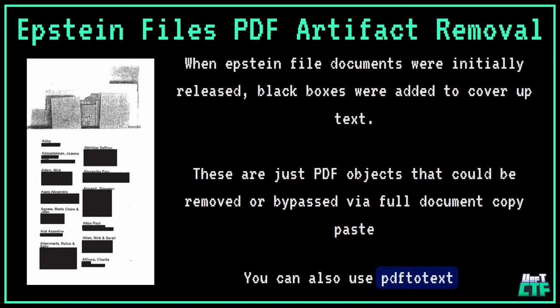And an example of PDF artifacts. PDFs are just collections of objects, right? So if you add a new object, like a black box, to hide something, you still have the original text underneath. You can remove the black boxes, which are just objects, in the original file, and you can find the original text. So this is not very good if you're trying to censor anything. You can also use pdftotext to extract the underlying text of a document.